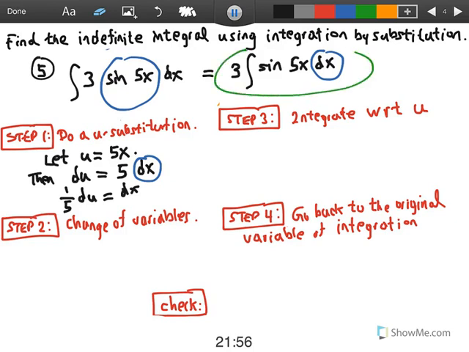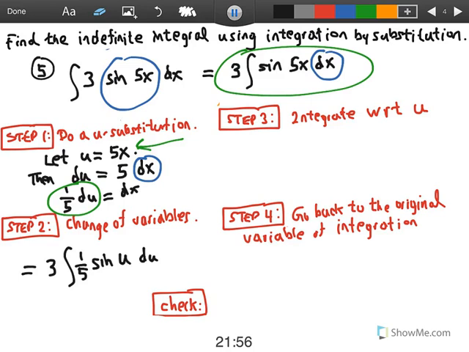And with this, we're able to take a look at what we have here and change variables. So we can write 3 times the indefinite integral of, we can replace dx with 1/5 du. So I write 1/5 here, and I'll write du back here. And then sine of 5x becomes, using our u substitution, sine of u. And of course, we can factor out the 1/5. So we have 3 times 1/5 will become 3/5.